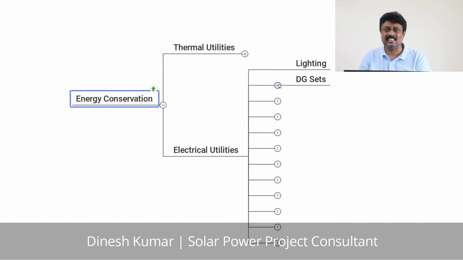Next, the DG set. What can we do with DG sets? If you have DG sets, you can optimize usage, or you can have solar energy on your rooftop solar power plant, integrate that with the DG set and synchronize it so that the consumption of fuel for the DG can be reduced. Thereby you save, and indirectly your cost of electricity can come down.